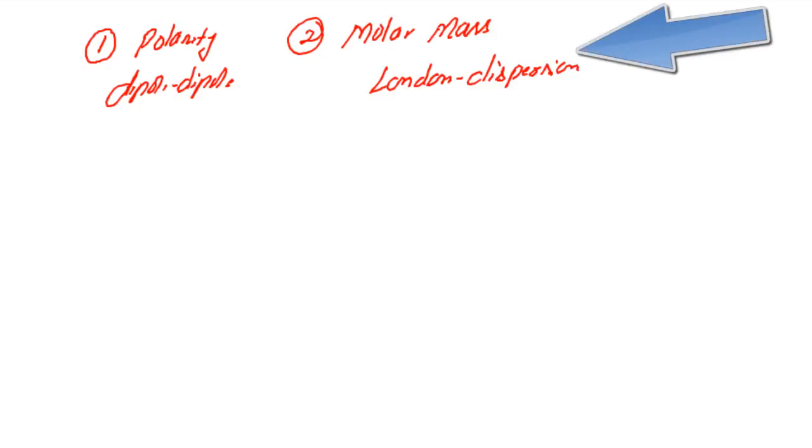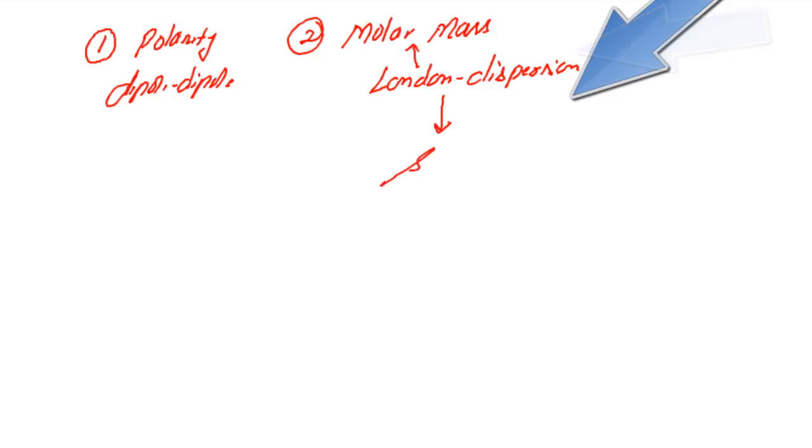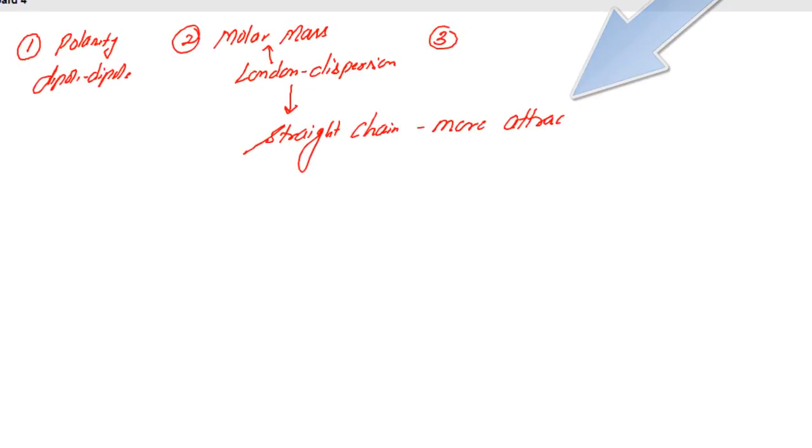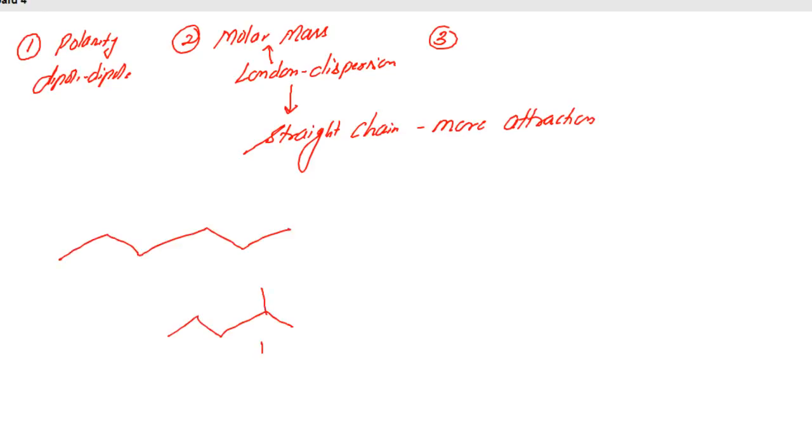So these London dispersion forces are for the molar mass, and they are also for the length of the chain. If it is a straight chain, no branching, there are more London dispersion forces, more attraction. So the more straight it is, the more London dispersion, because more surface area. If I give you a chain like this, and I do the branching, then you can see how it's becoming smaller. This is smaller. This has more surface area.